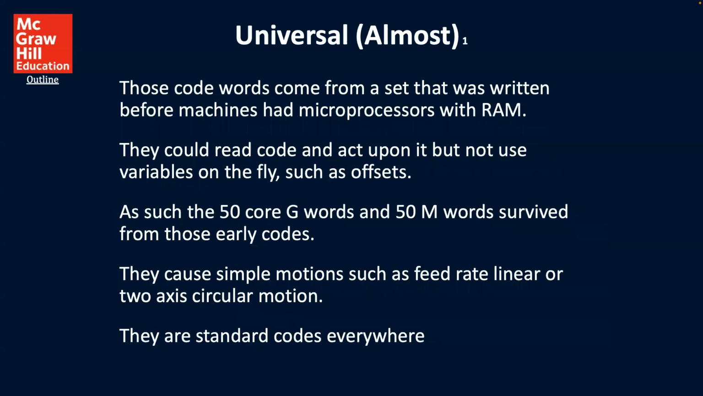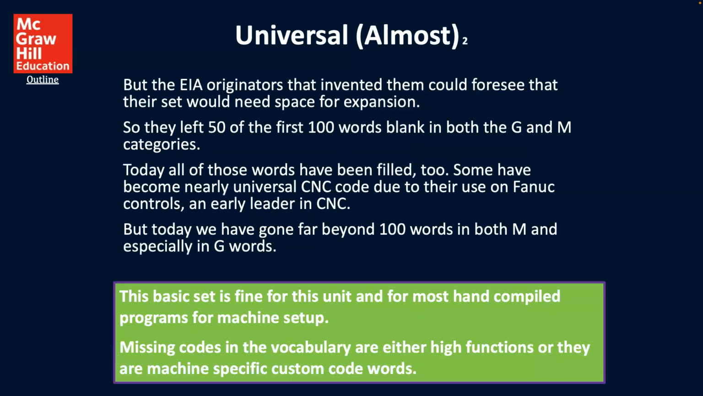So what we're going to talk about is nearly universal. Those code words come from a set that was written before machines had microprocessors with random access memory, RAM. They could read codes and act upon them, but not use variables on the fly, such as offsets. As such, the 50 core G words and 50 M words survive from those early codes. They cause simple motions such as feed rate linear or two-axis circular motion. They are standard codes everywhere. So that's what we're starting with for a basis here.